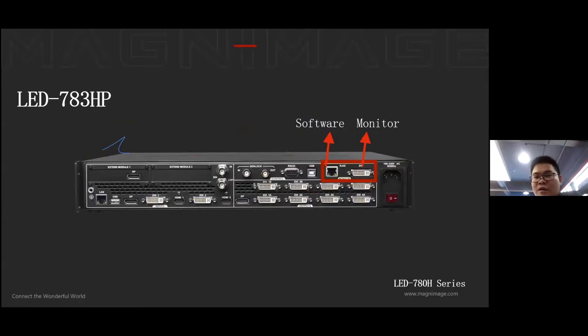And here is another series, let's say 783. The difference is this. We have one input signal here as extend mode. Also here, we have a monitoring output. With this one, you can connect to the software on PC. And this one connects to another monitor. With this software, you will see all the output signal, same as the output on the screen. Just as a monitor function.